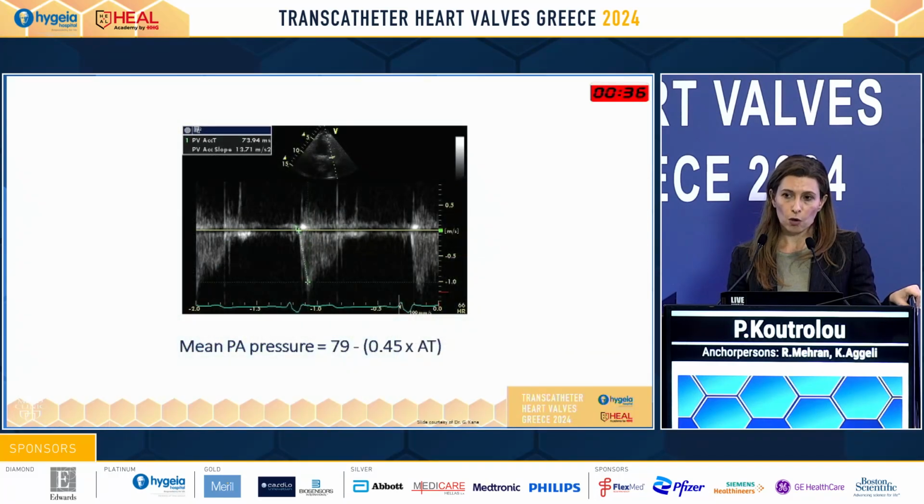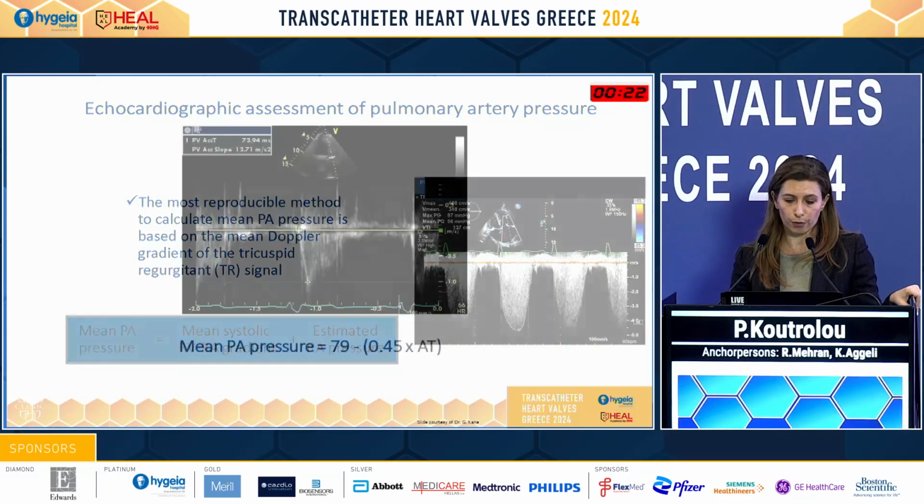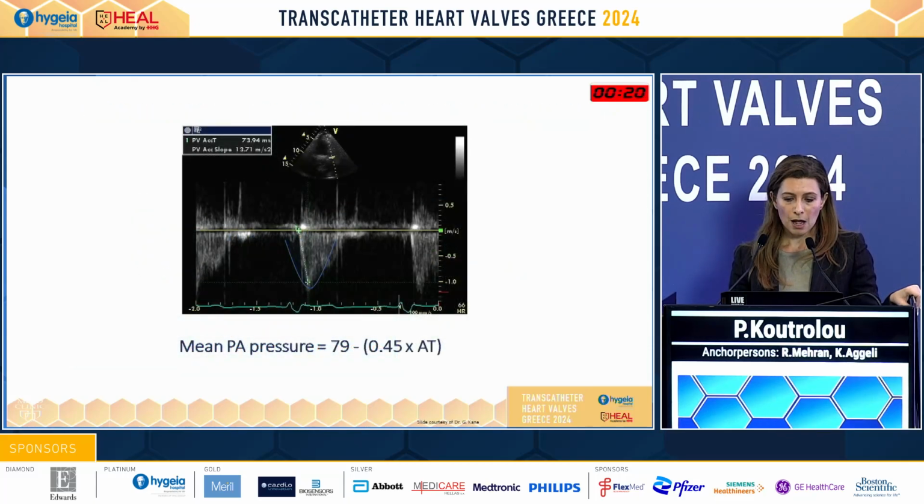Of course, there is also another method that uses the acceleration time. However, in the literature, the best way to evaluate the mean pressure in the pulmonary artery is actually the mean gradient through the tricuspid valve.